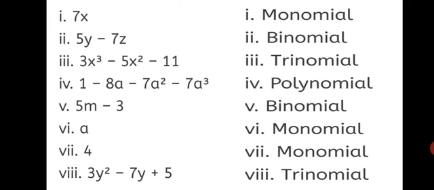So basically practice set 32 was to identify how many terms are there in the given expression and accordingly categorize them as monomial, binomial, trinomial or polynomial. So hope you have understood this practice set 32.